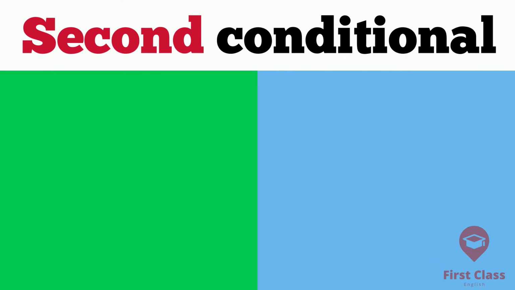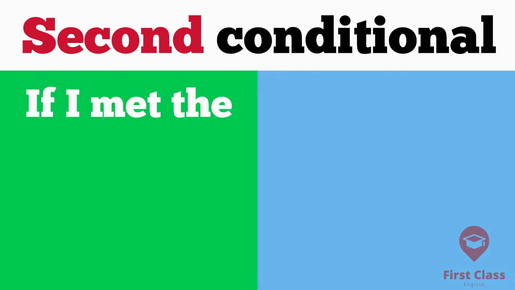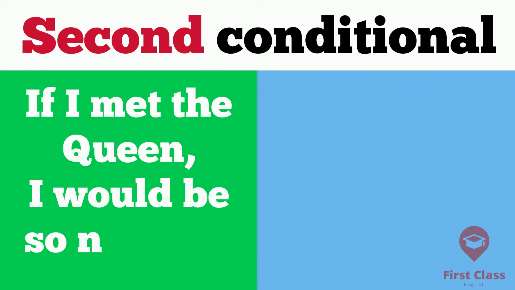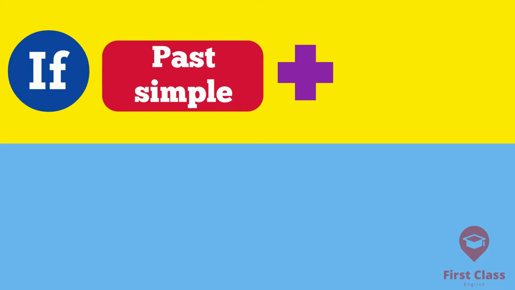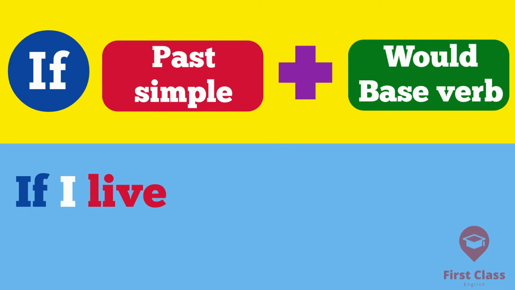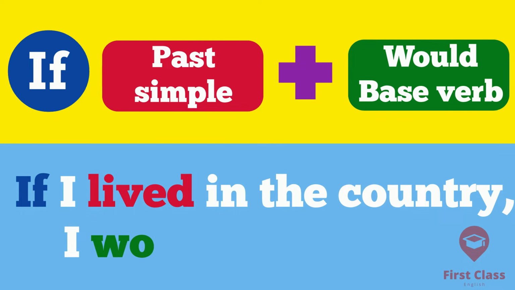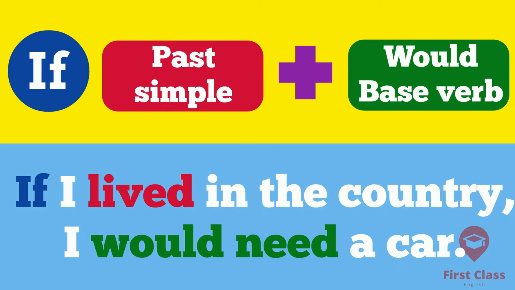So the second conditional is used for statements that we use to imagine a present or future situation that is maybe impossible or unlikely to happen. To make the second conditional, we simply need if plus the past simple plus would and its base verb. For example, if I lived in the country, I would need a car.